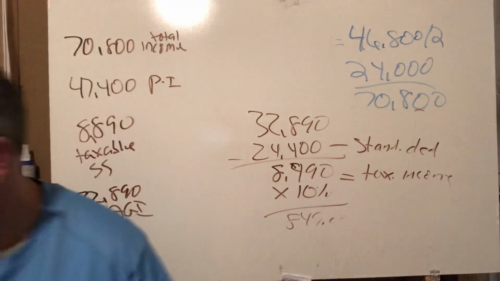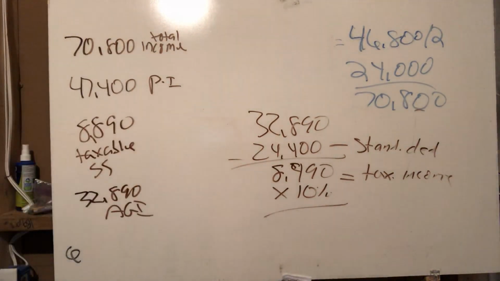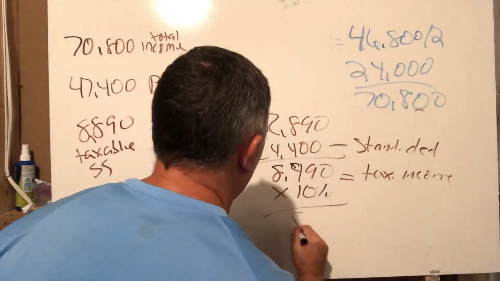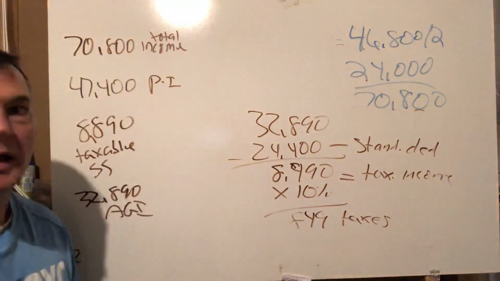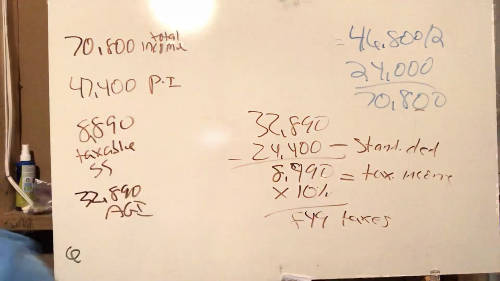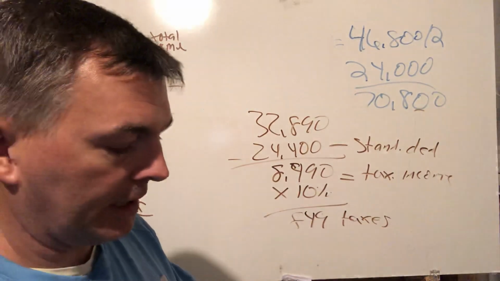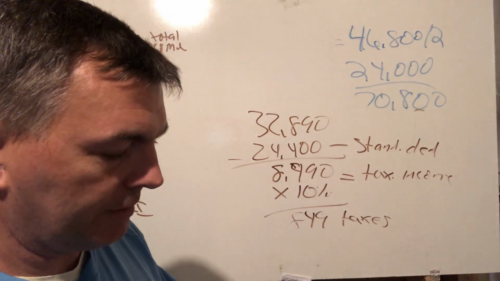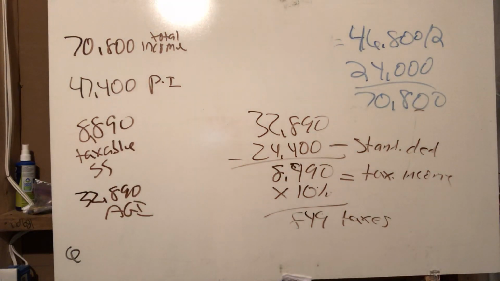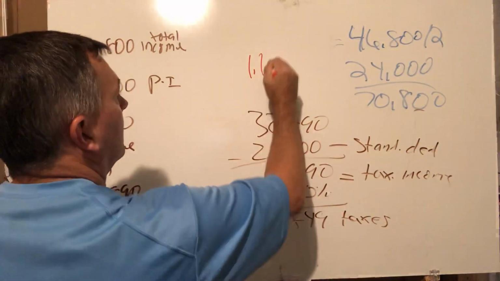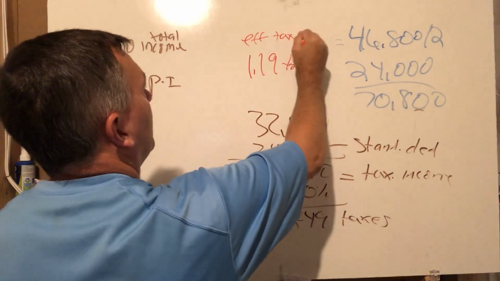That didn't really come out very well. $849 in taxes. That's what I told him. I said, probably looking at about $1,000 in taxes. He'd be like, what, no way. That's it. $849 in taxes on $70,800 of income. So we take our trusty calculator again, 849 divided by 70,800. It's 1.19% total tax hit. 1.19% effective tax rate.